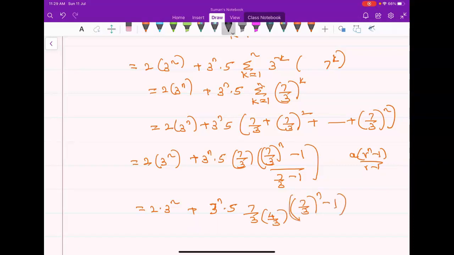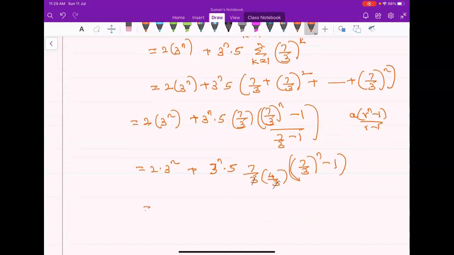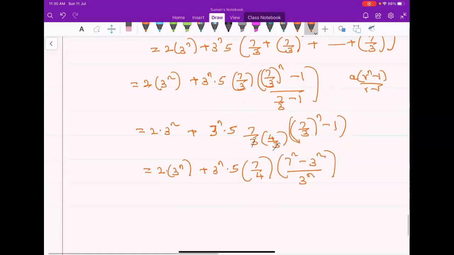So here you can see that the 3 and 3 cancel. And you get 2 into 3 raised to n plus 3 raised to n into 5, and this becomes into 7 by 4. Take the LCM here, so you get 7 raised to n minus 3 raised to n by 3 raised to n. That would be 2 into 3 raised to n plus 35 by 4. Again the 3 raised to n gets cancelled here and you get 7 raised to n minus 3 raised to n.